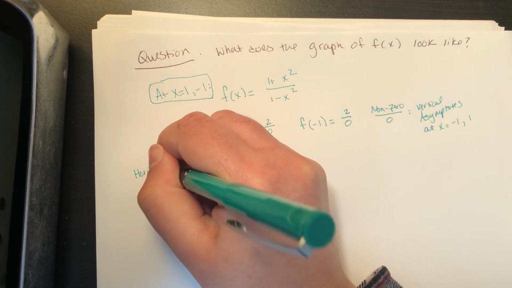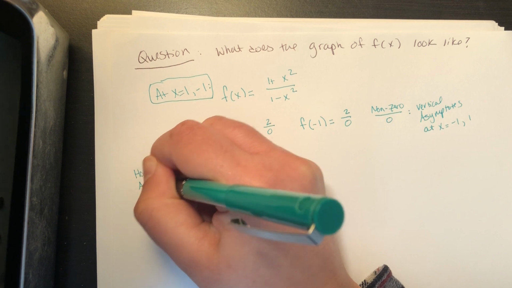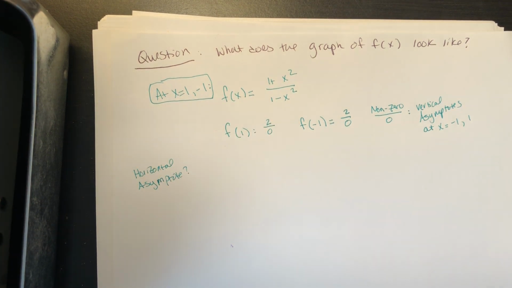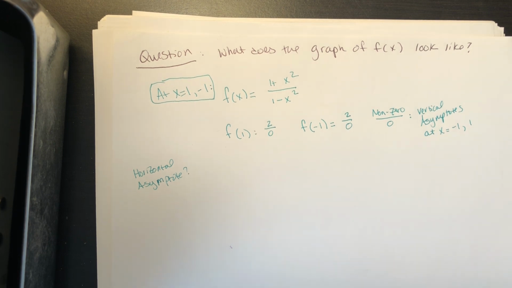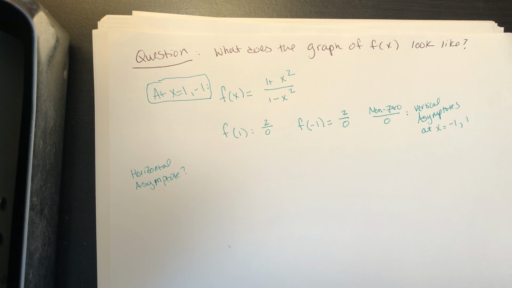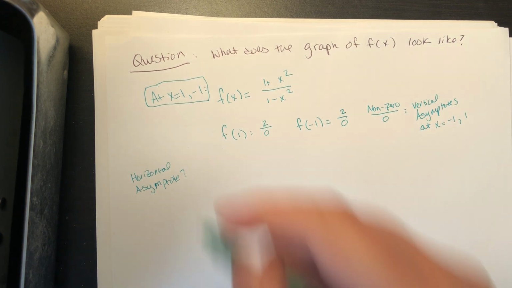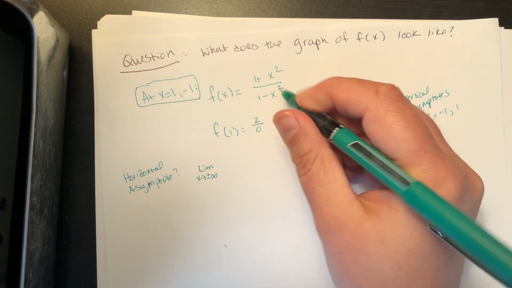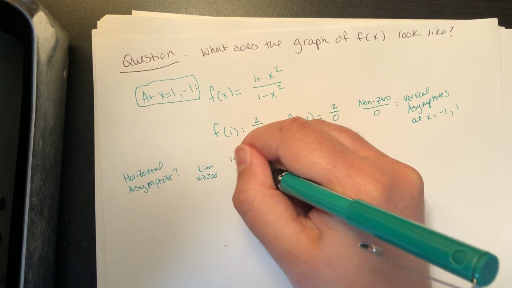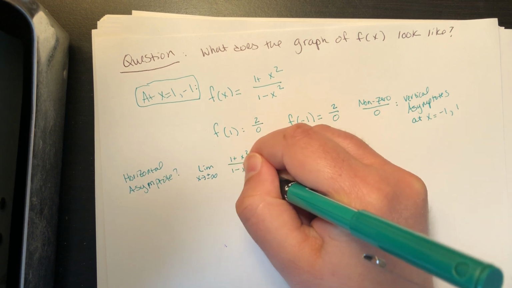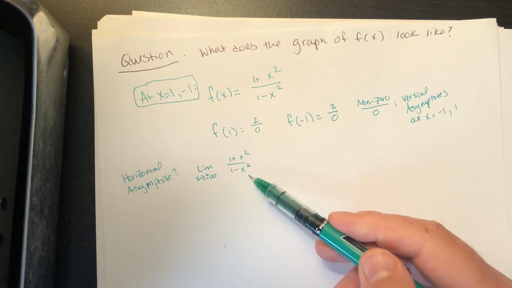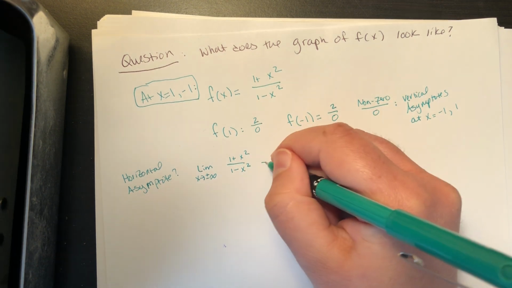Now we got to think back to chapter 1. How do we know whether a graph has a horizontal asymptote? Horizontal asymptotes have to do with limits at infinity, right? As x goes to positive or negative infinity, what is this function doing? So if we want to know the limit as x goes to positive or negative infinity of this particular function here, 1 plus x squared over 1 minus x squared, plugging in infinities here gives you infinity over infinity, which means we can apply L'Hopital's rule.